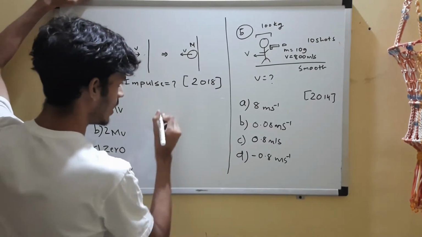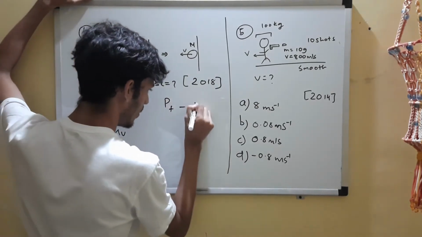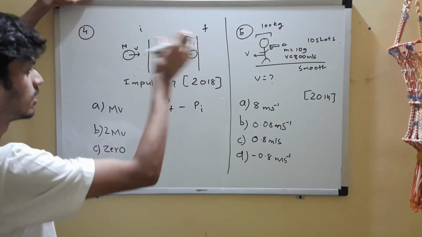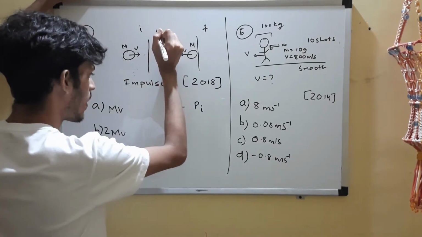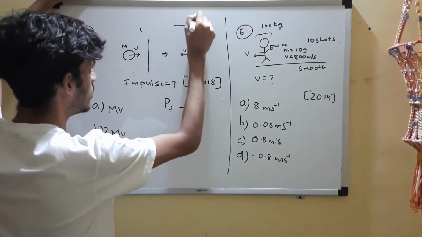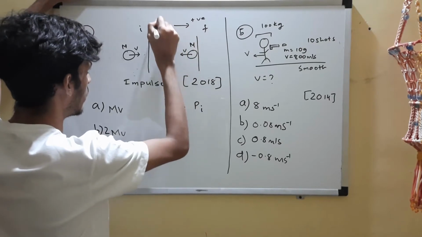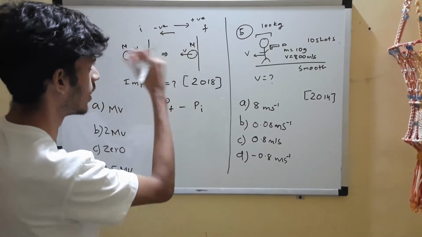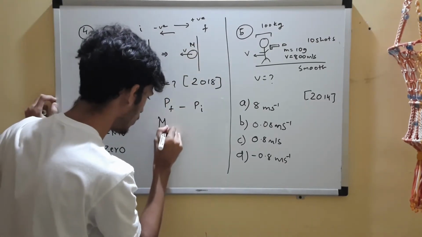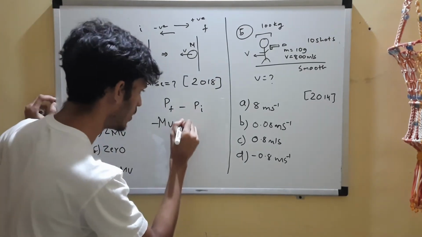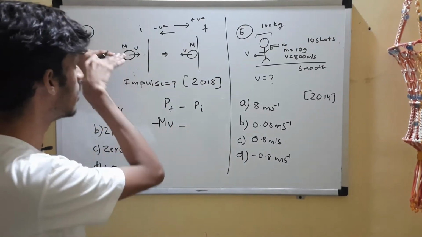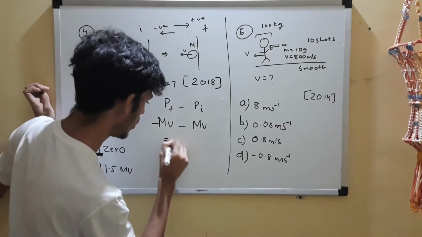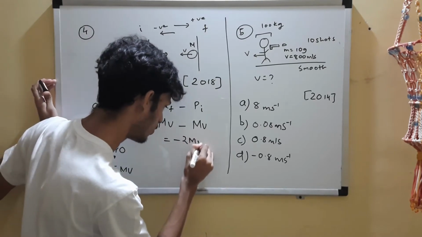Impulse is nothing but change in momentum, which will be final momentum minus initial momentum. Let's take this to be the initial condition and this to be the final condition. Now we'll consider this direction to be positive and this to be negative. So final momentum is m into minus v, and minus the initial momentum, m into plus v. So minus mv minus mv, you get minus 2mv.